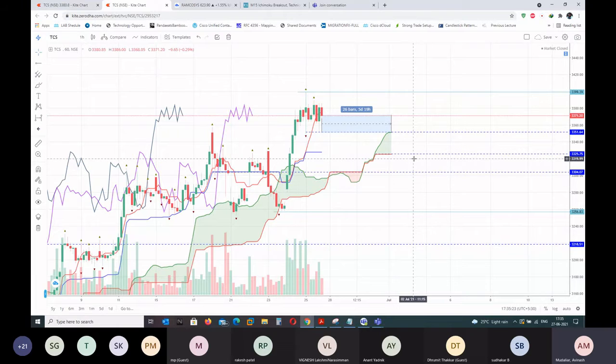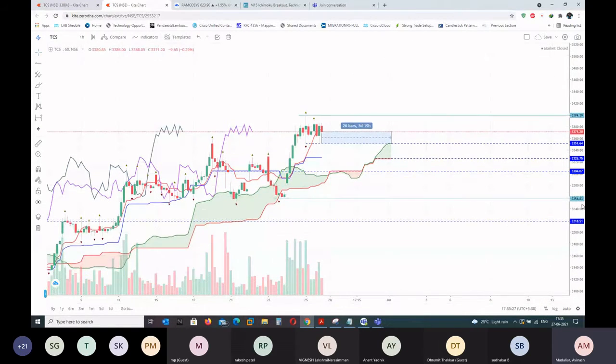Now one more thing, inferences, like what you can conclude from the Ichimoku lines. So what you need to do is simply see where the price is. If price is above Tenkan-sen, Kijun-sen, that means it's bullish. If price is below Tenkan-sen, Kijun-sen, it's bearish.